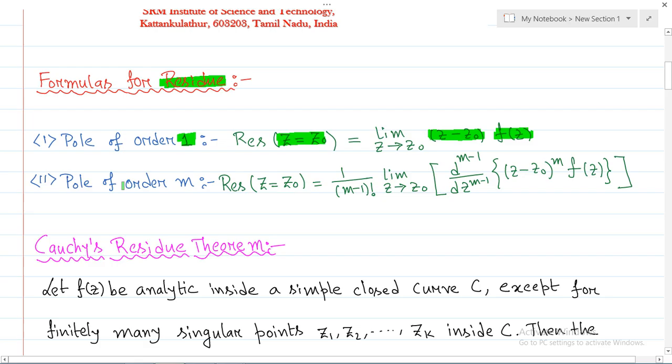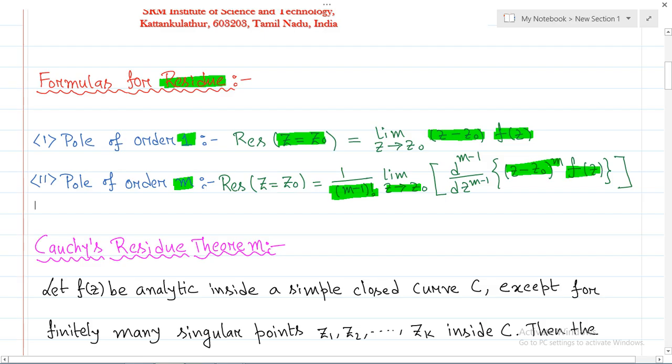Now if you have a pole of order m, that is more than 1, it can be 2, 3, etc., then the residue at z equals z0 can be calculated using this formula: 1 upon m minus 1 factorial, limit z tends to z0, d to the power m minus 1 over dz to the power m minus 1, of z minus z0 whole to the power m, multiplied with f of z. The order of the differentiation will be m minus 1.